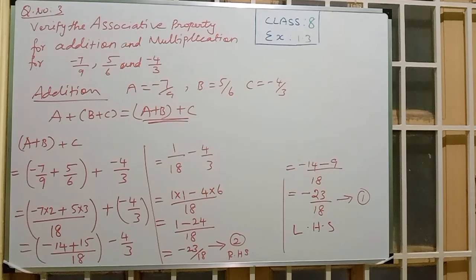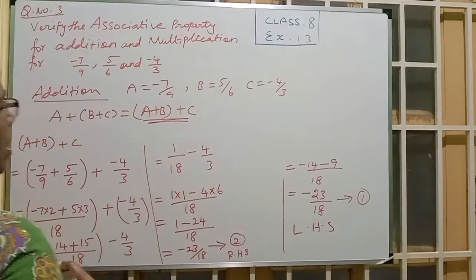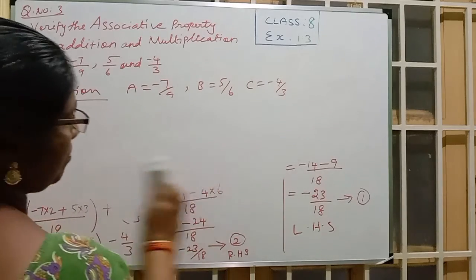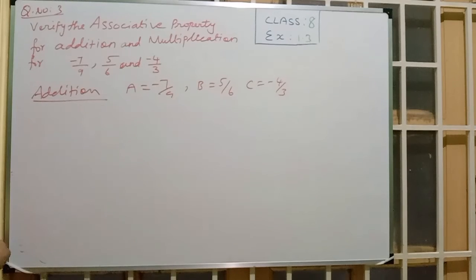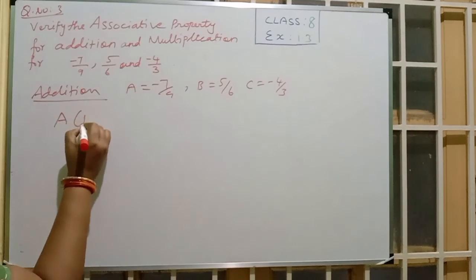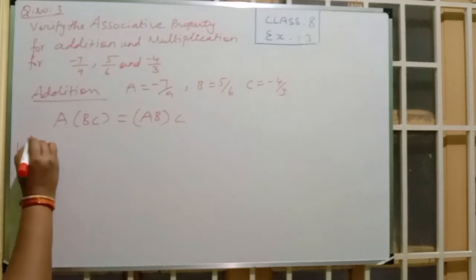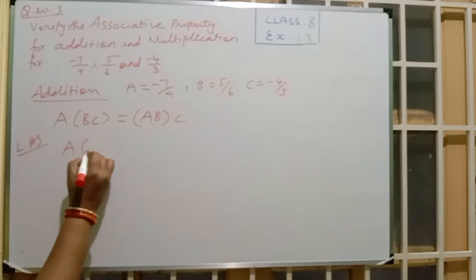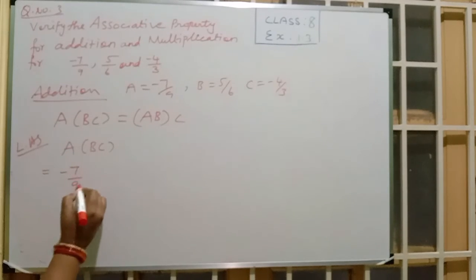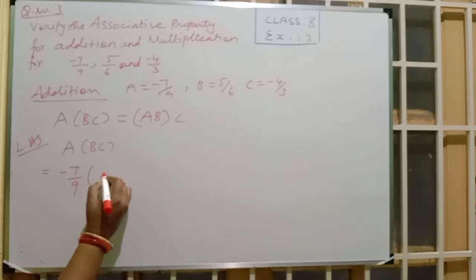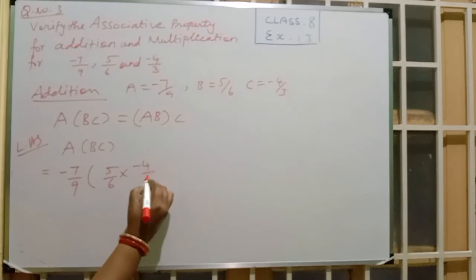Now let us see multiplication. Then we need to prove the associative property for multiplication. The associative property for multiplication is A into (B C) is equal to (A B) into C. I am considering LHS first. LHS is A into (B C). Placing the values, A is minus 7 by 9 into B into C, that is 5 by 6 into minus 4 by 3.